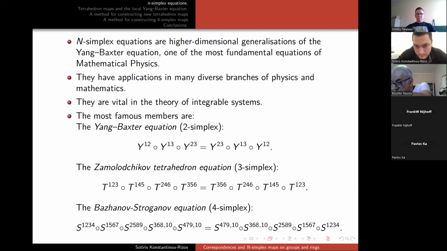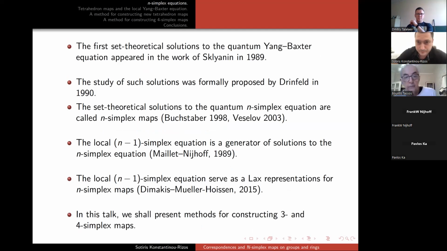So in what follows, I just wrote down the 3 most famous members of this family of simplex equations. The 2 simplex equation is the famous Yang-Baxter equation. The 3 simplex equation is known as the Zamolodchikov tetrahedron equation, and the 4 simplex equation is known as the Bazhanov-Stroganov equation. And I will explain in a bit what the upper indices are, although most of you already know. So the talk is based on the study of set theoretical solutions to such equations.